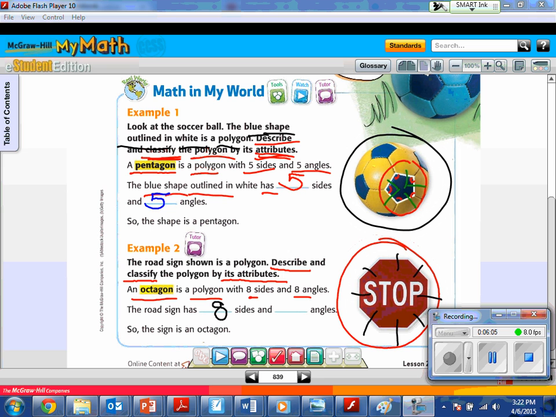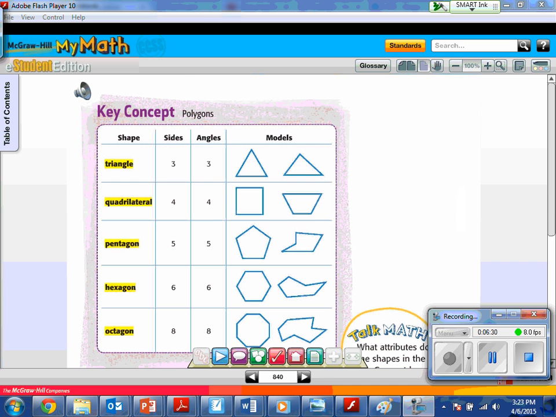And go ahead and put down how many angles you think it is. While you're thinking, I'm going to go ahead and number them. 1, 2, 3, 4, 5, 6, 7, 8. Did you put 8 angles down? If you did, nice job. So we know it has 8 sides and 8 angles, so we know that this is an octagon because an octagon has 8 sides and 8 angles.